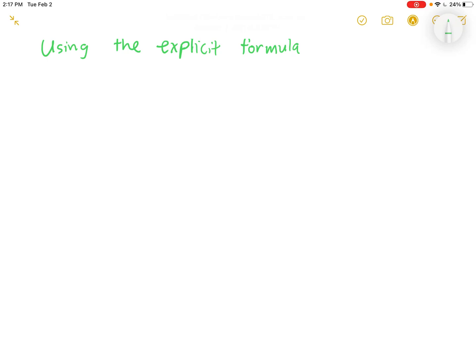We need the same ingredients for the explicit formula as we need for the recursive formula. We specifically need our first term. We usually denote that A1, and we also still need our common difference or ratio. Today we're really going to only talk about the common difference because we're only doing arithmetic sequences, or adding sequences, today. We'll do geometric sequences tomorrow.